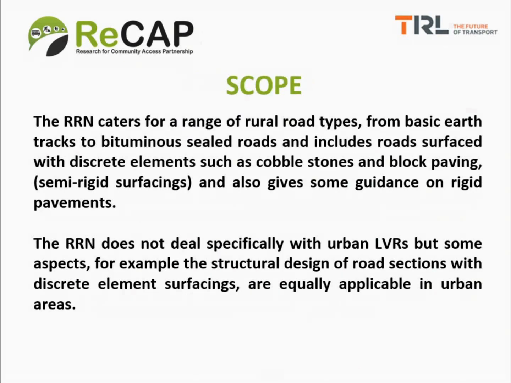So the road note caters for a range of real road types, from the basic earth tracks to bituminous sealed roads, and includes roads surfaced with what we call discrete elements. These are things like cobblestones and block paving, which you might want to use in a market area through a village or whatever, or in a hilly area or so on. So where the need is such that you need them, the manual, or at least the guideline, will show you how to do the designs.